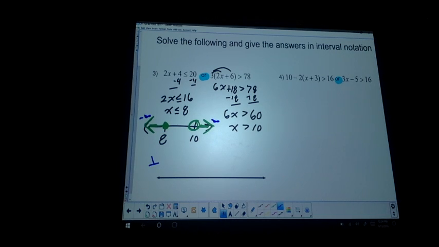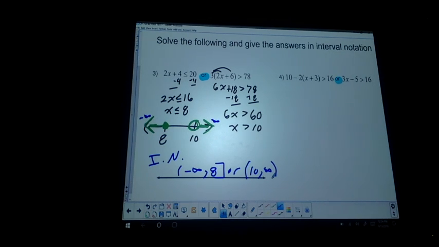So the interval notation for this, I'm going to write two parts. I have negative infinity to 8, square bracket. I'm going to write the word OR. And I'm going to do a rounded bracket from 10 to infinity. Done.